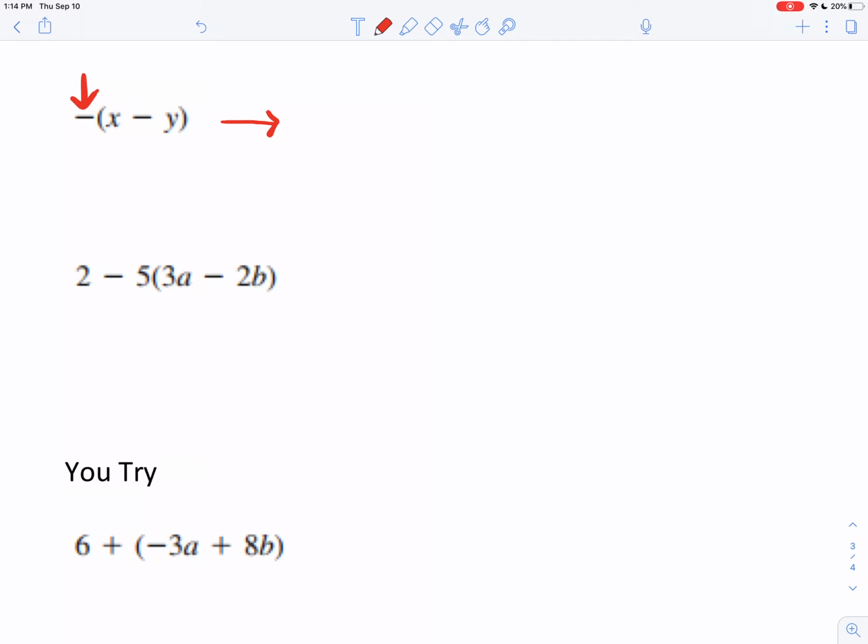So the first thing I see inside parentheses is an x. If I change the sign, that becomes negative x. The next thing I see inside parentheses is a negative y, right? The sign is what comes in front of it. And so if I change the sign on that, it will become a positive y. Okay, that's what we mean by changing the sign. All right, change the sign to the opposite.